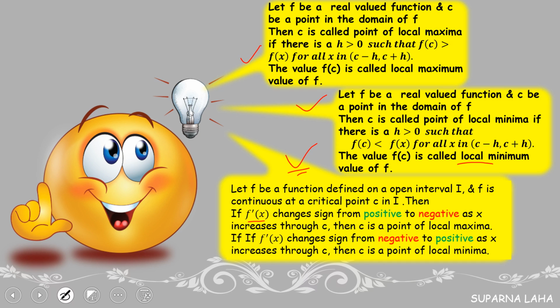If f dash x is changing its sign from positive to negative, then at the point x is equal to c the function has a maximum value, and if f dash x is changing sign from negative to positive, that means f of c is a minimum value. Here, in the definition we define local maxima and local minima by the functional value, and when finding them we use the sign of the first derivative.